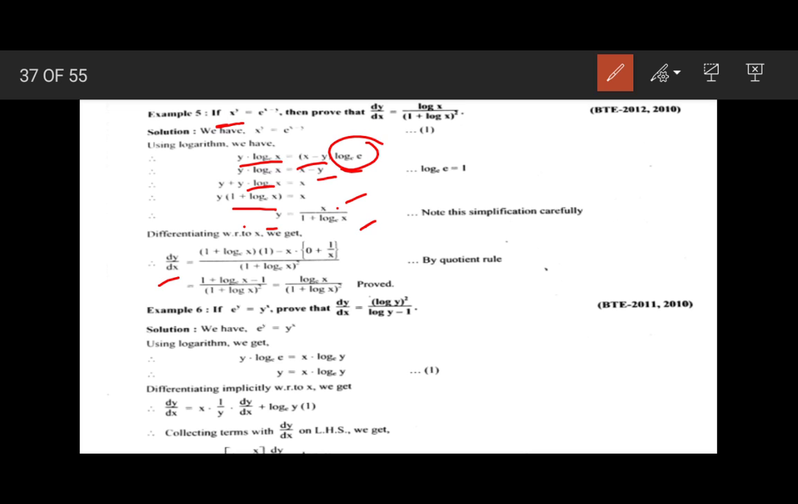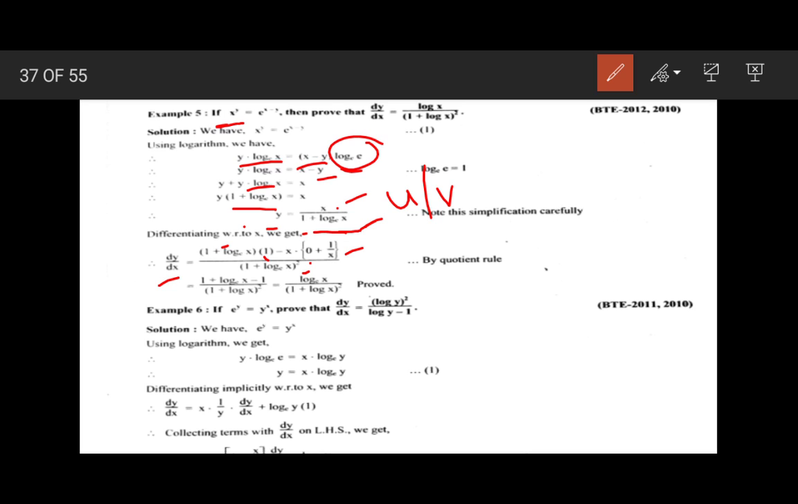Here we have to use the u upon v rule. So that is equal to v into derivative of u. Derivative of x is 1, minus u, meaning x, into derivative of v. v is 1 plus log x, and derivative of a constant is 0, so derivative of 1 will be 0. Derivative of log x is 1 upon x, whole divided by v square, meaning (1 plus log x) whole square.